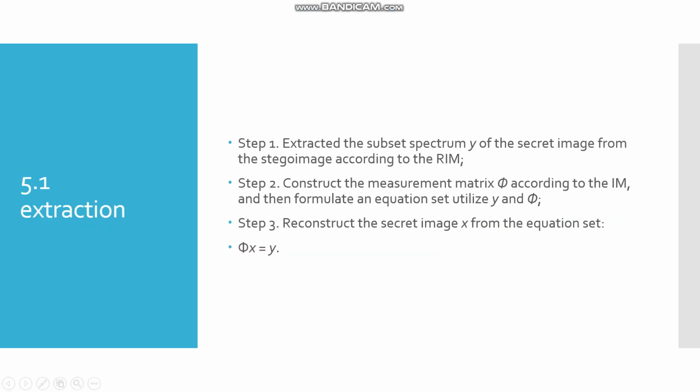So I'll be taking it from here. Now we'll be talking about the extraction process. As I mentioned earlier, the one who has the random index map, that is our key, can extract the secret image. So we have to construct the measurement matrix according to the index mapping to recover the secret image. By utilizing y and phi, we can reconstruct the secret image x as in the following equation.